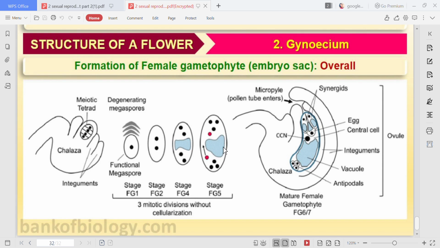Now at this 8 nuclei stage, out of these 8 nuclei, 2 of them will come and settle in the center, which will be the polar nuclei, and the central cell will be formed, and towards the chalazal end will be 3 antipodal cells, and towards the micropylar end will be the egg apparatus. Now the egg apparatus again has 2 synergids and 1 egg cell. So this was an overall brief about the structure of the female gametophyte.